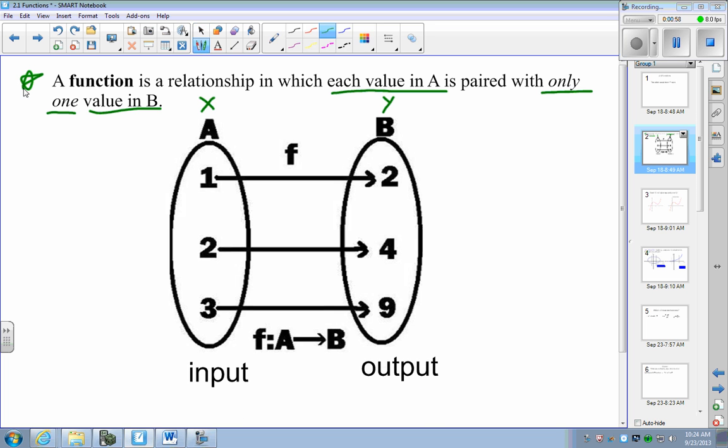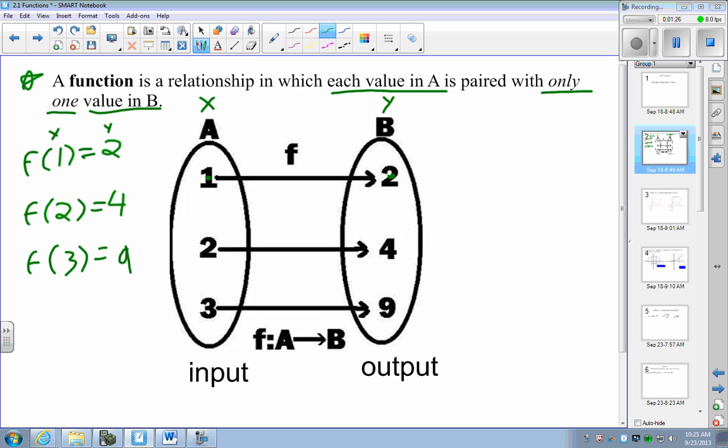And so when we input 1 into our function, we'll end up getting 2 out of it. So 1 is our input, 2 is our output, and we can also look at this as x and y. All right, so now if we put 2 into our function, we'll end up getting 4. And if we put 3 into our function, we'll get 9. And so that's how inputs and outputs work with functions.